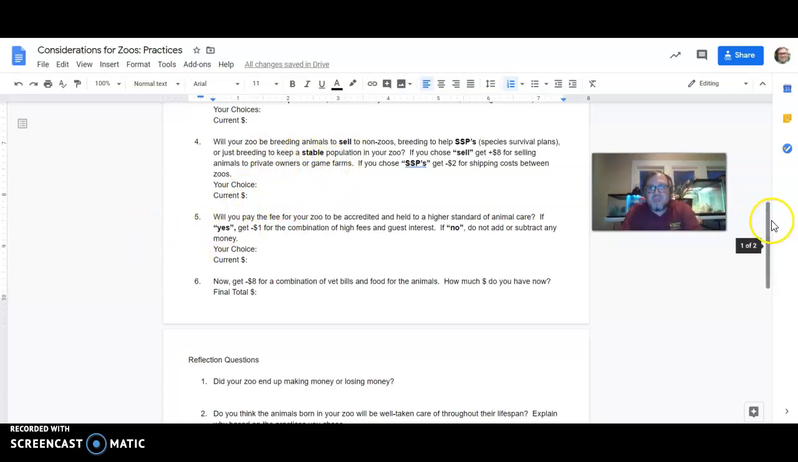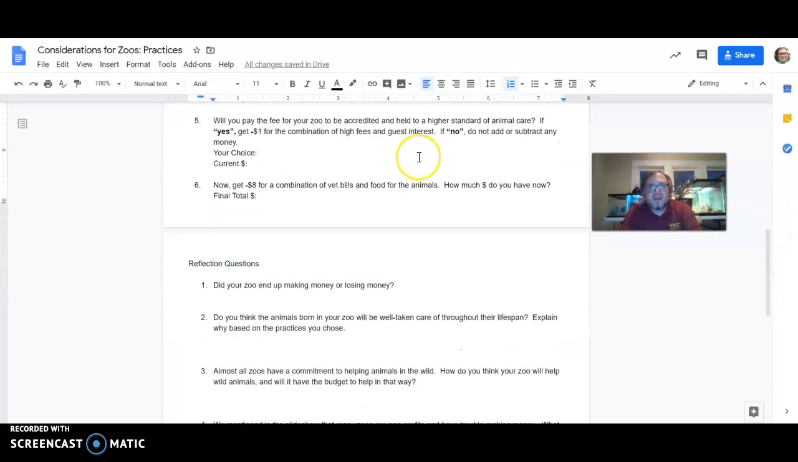Number 5, will you pay the fee for your zoo to be accredited and held to a higher standard of animal care? If yes, get -$1 for the combination of high fees and guest interest. Kind of balances out a little bit there. Not a huge negative, but a little bit of a negative. If no, do not add or subtract any money.